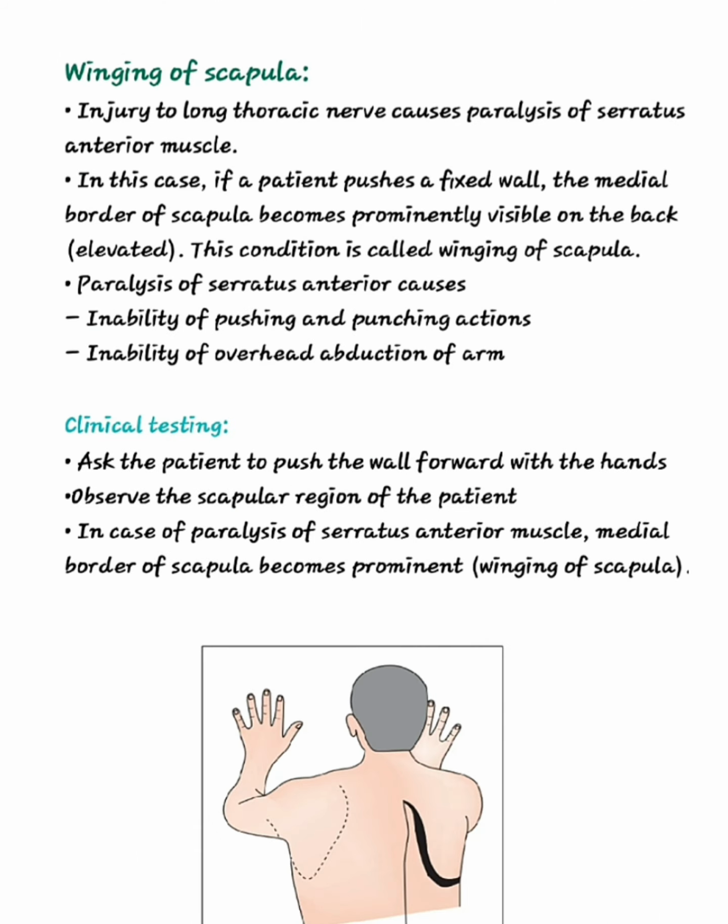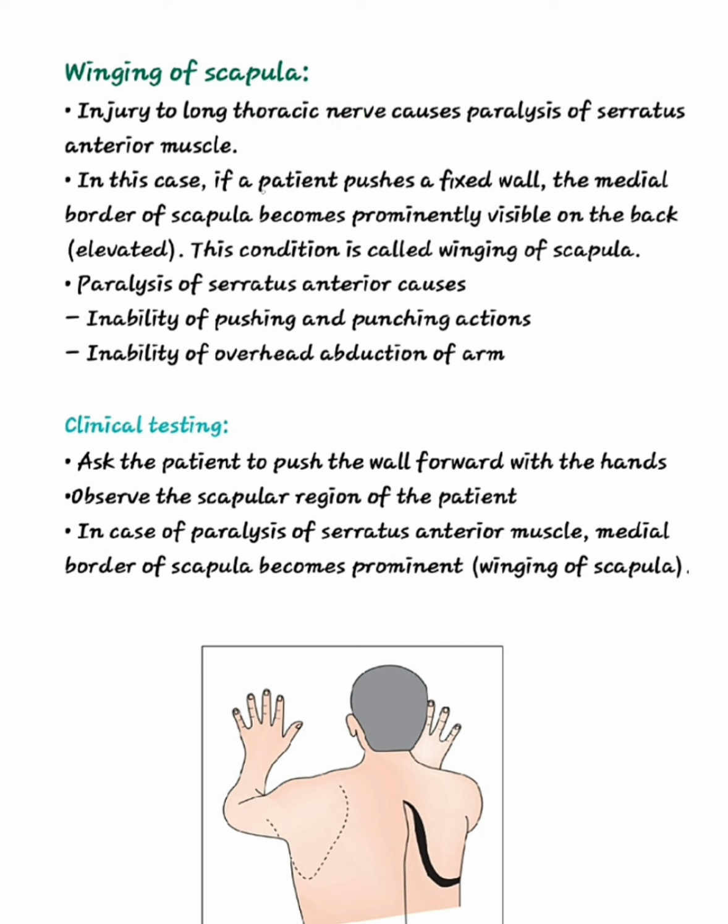Now let's see the clinical correlation. Winging of scapula: injury to the long thoracic nerve causes paralysis of serratus anterior muscle. We know serratus anterior is supplied by the long thoracic nerve. Hence, if there is injury to the long thoracic nerve, it causes paralysis of serratus anterior.